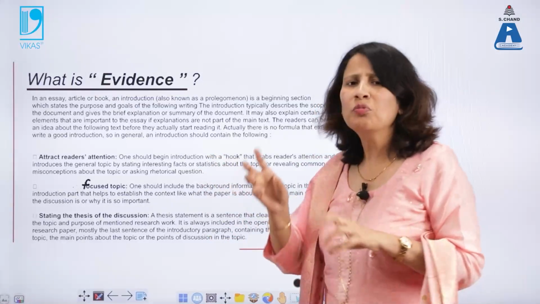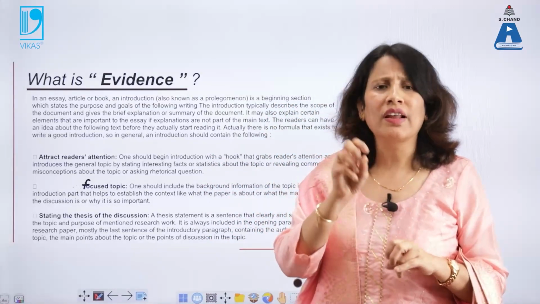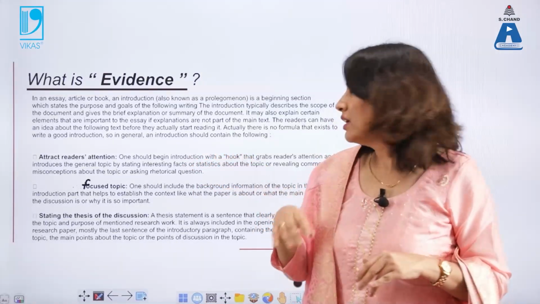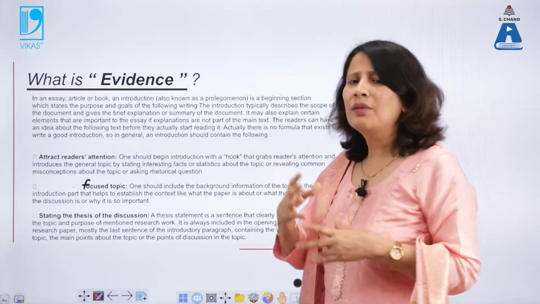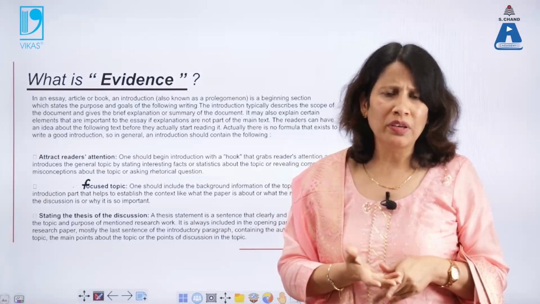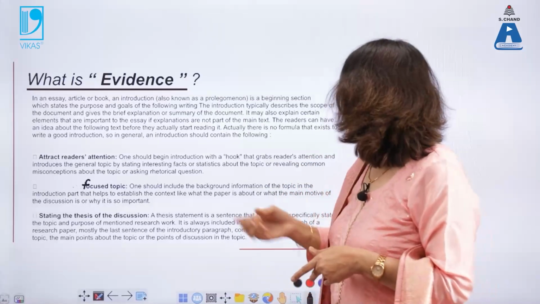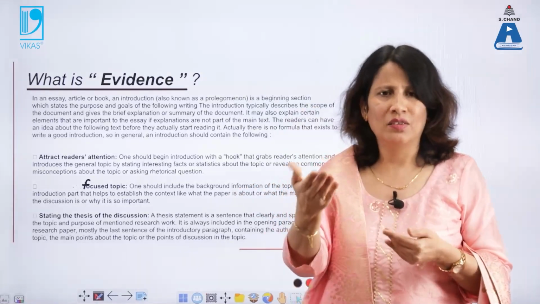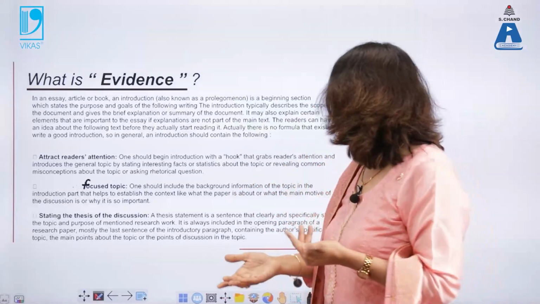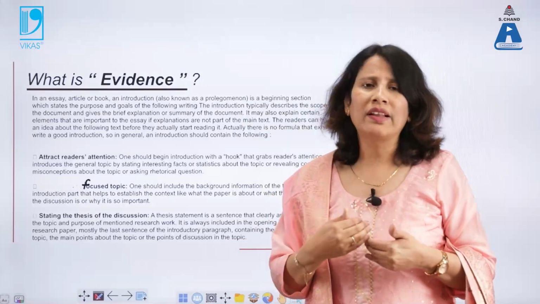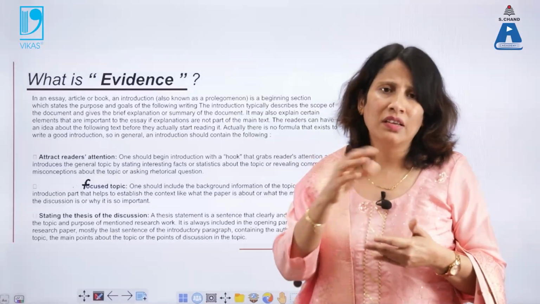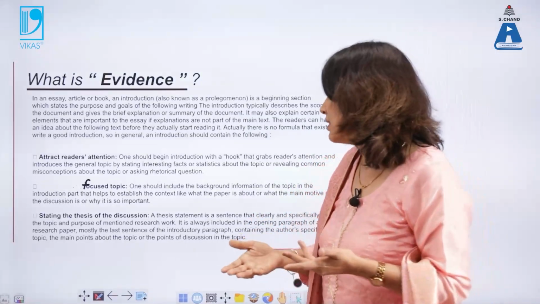The topic has to be focused in the introduction, where I can probably introduce the topic in one or two lines, and then we can proceed. Some kind of background information can be given about the topic in the introduction, so that I can know the context of the topic as a reader as well, right? And I can know, as a reader, what should be the motive of the writer while he wrote this introduction or an essay.